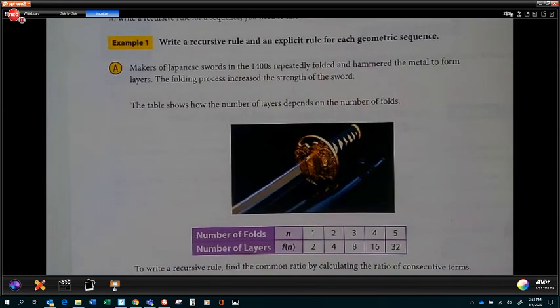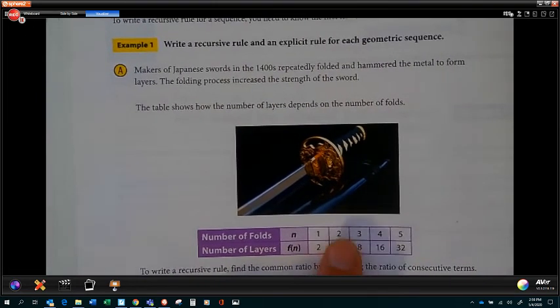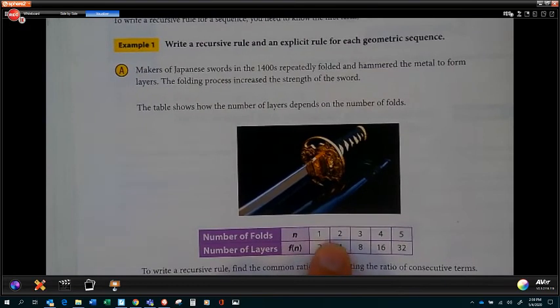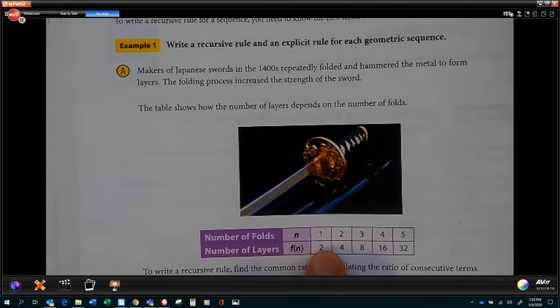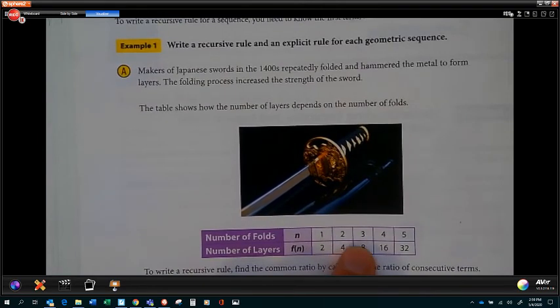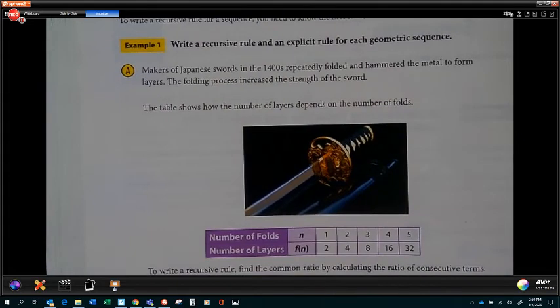Okay, the first thing we need to do is find the common ratio. Again, to find the common ratio, you take the second term and divide it by the first term. 4 divided by 2 is 2, so we know that the common ratio is 2. 2 times 2 is 4, 4 times 2 is 8, 8 times 2 is 16, 16 times 2 is 32. So we know the common ratio is 2.